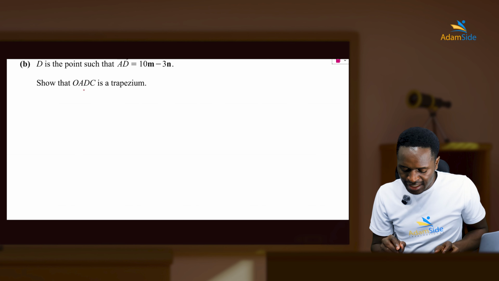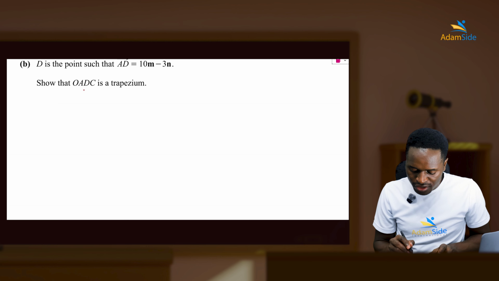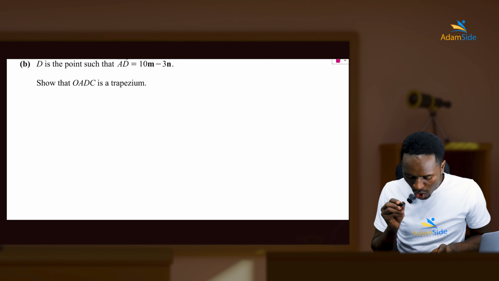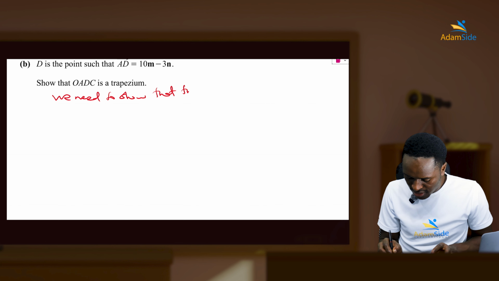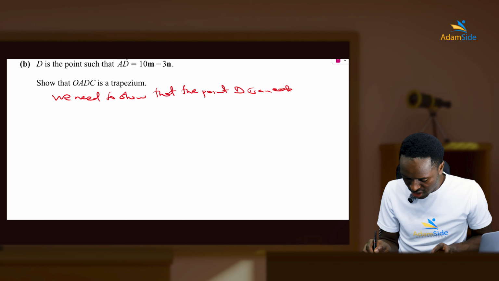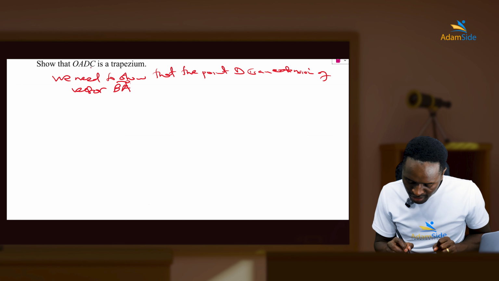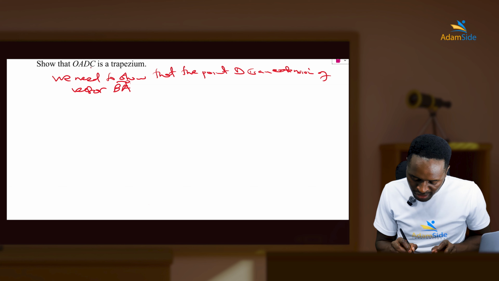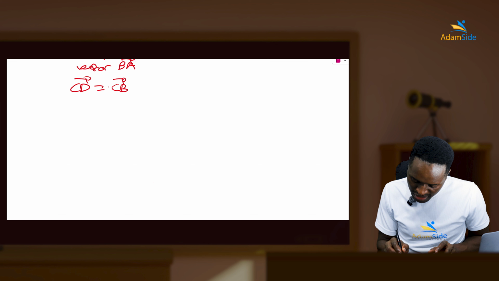D is the point such that AD is 10m minus 3n. Show that OADC is a trapezium. To show that OADC is a trapezium, what we need to show is that the point D is an extension of vector BA. So we know vector CD is equal to CB plus vector BD.